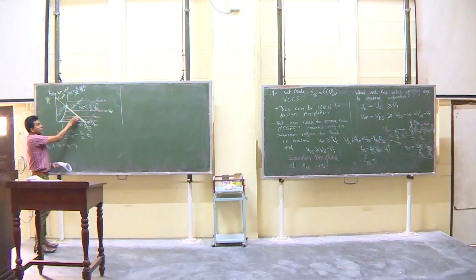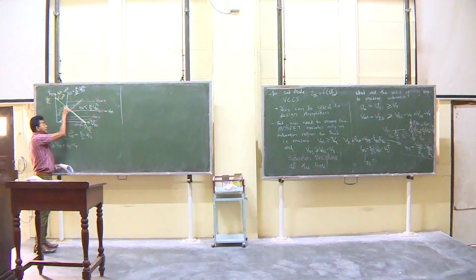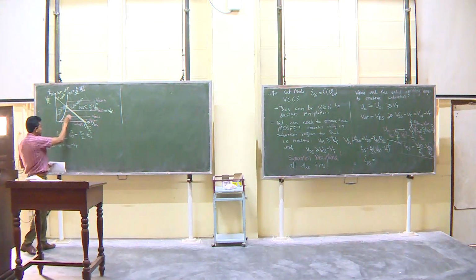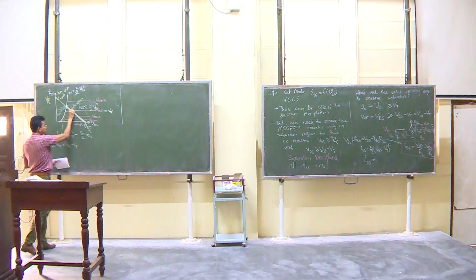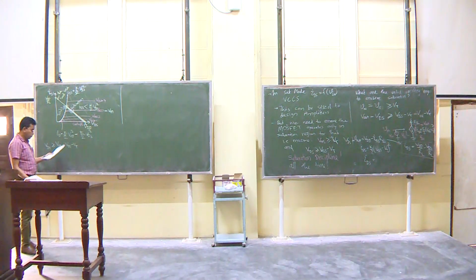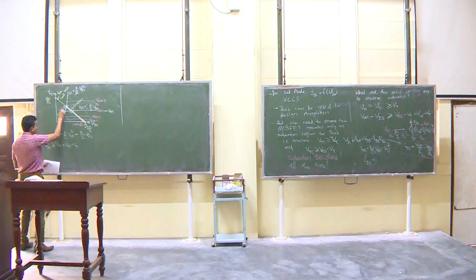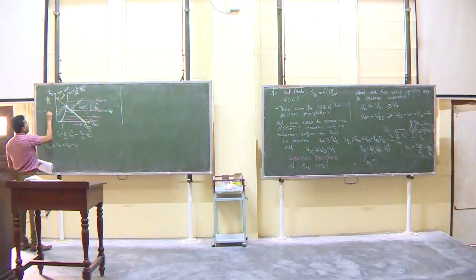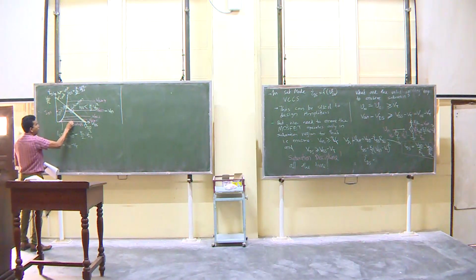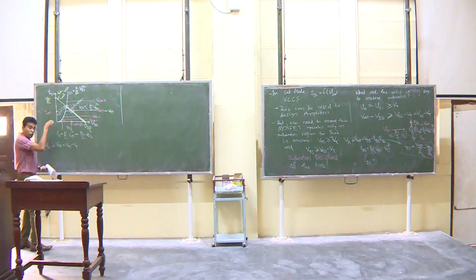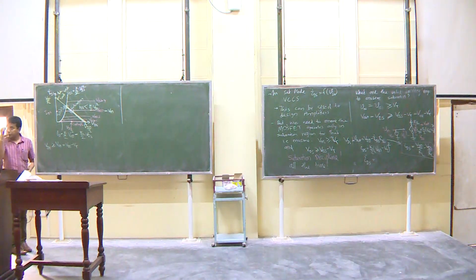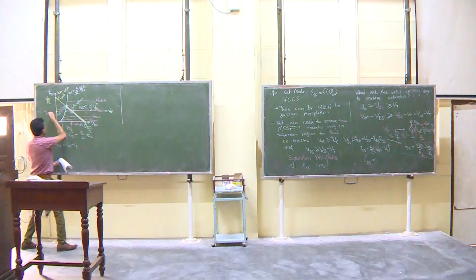Can it operate here? Can it operate here? You can't. It has to operate here. So therefore, this point is the operating point. This is the operating point. And what is the input? What is the current? This is the IDS. And this is the VDS. That's the operating point. If this is the input, these are the values.